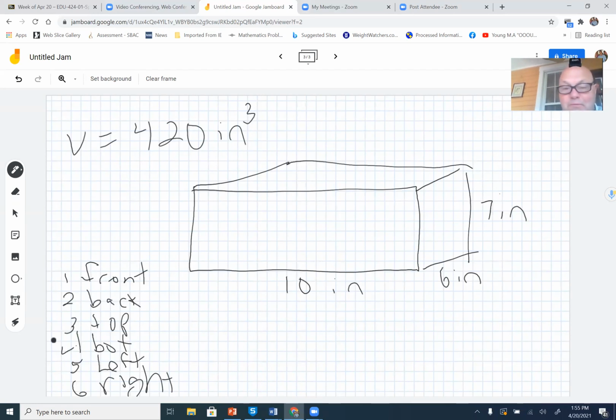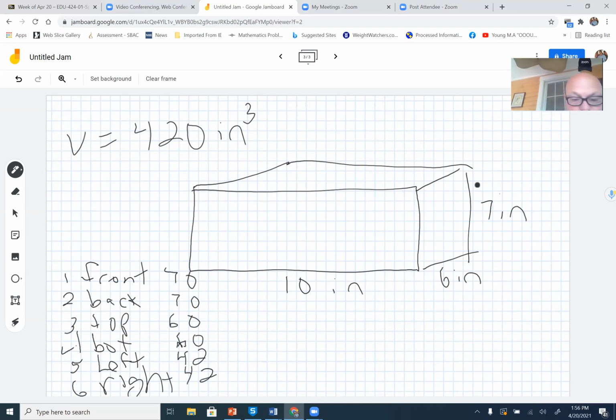So the area of the front is 10 times 7, or 70. And the area of the back is also 70. The area of the top would be 10 times 6, or 60. And the area of the bottom would be the same. And the area of the right side would be 6 times 7 is 42. And the area of the left side would be the same. Now we have to add them up.